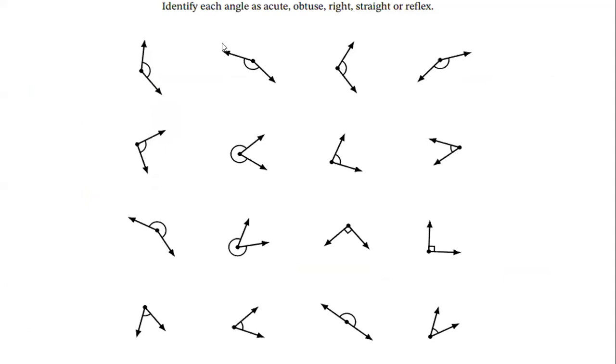Obtuse. So this one is obtuse. It looks obtuse, right? So the first one is obtuse. Our first 5 are obtuse too, right? And this one is obtuse. And then this one is obtuse as well. And then we have this one, which is obtuse as well.